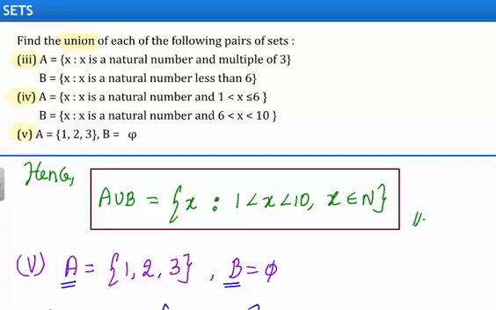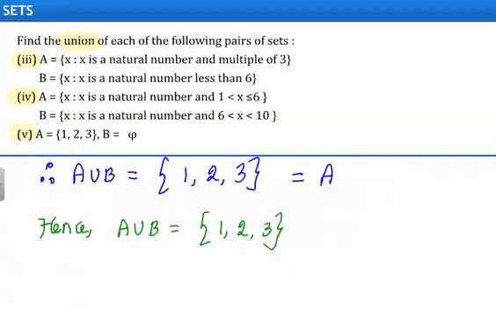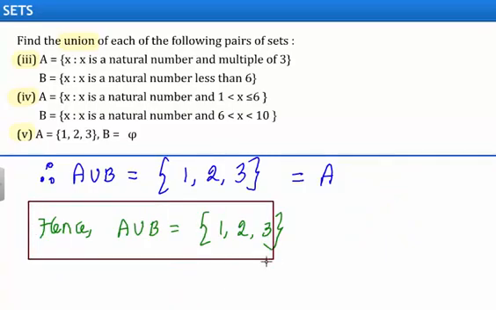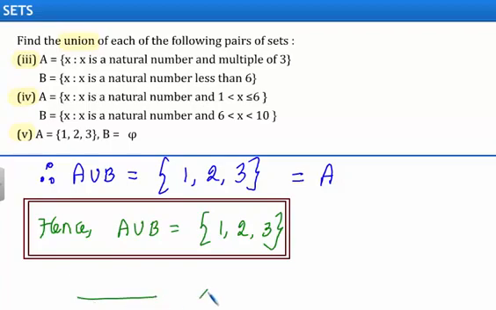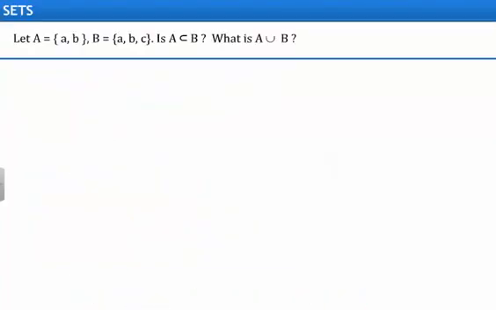So we can conclude that the union of an empty set and a non-empty set is the non-empty set itself. Hence, we can conclude that A union B is equal to set of elements 1, 2 and 3. With this, we come to the end of the solution.